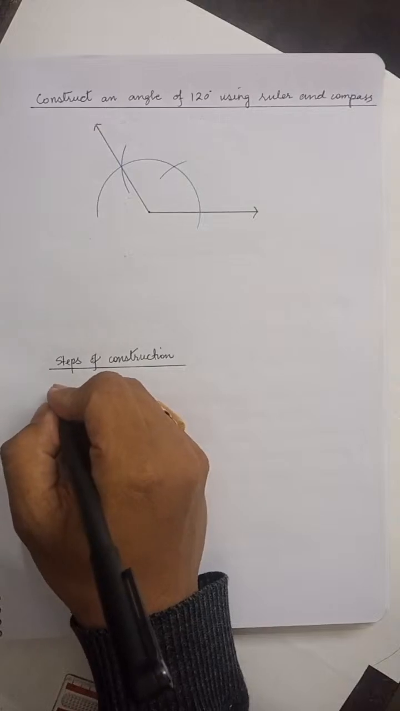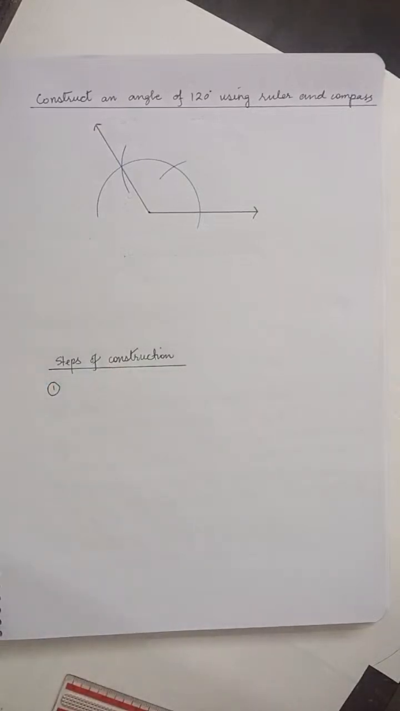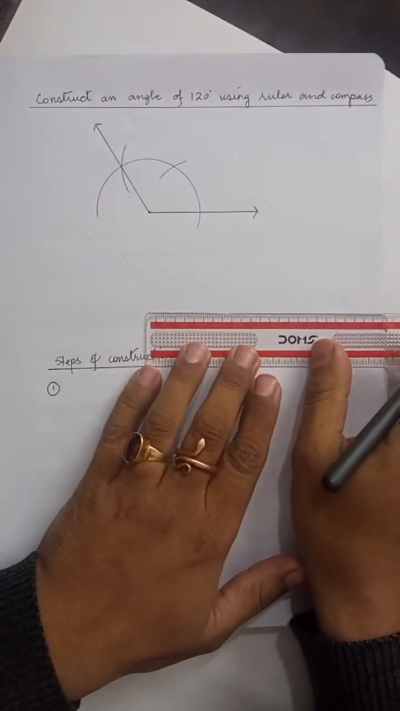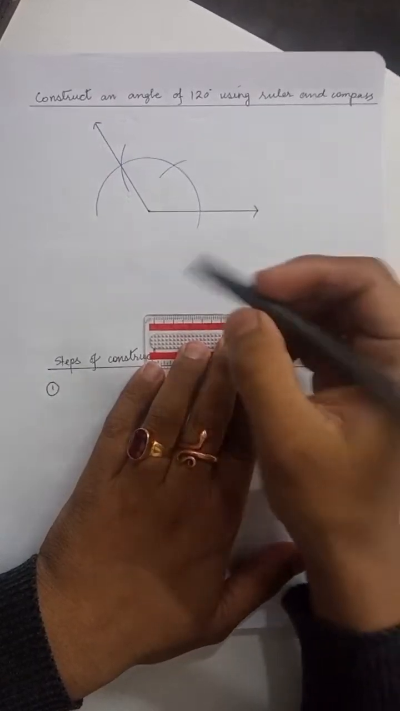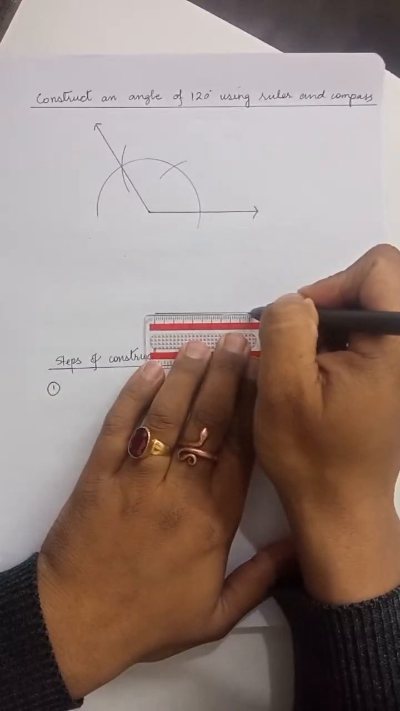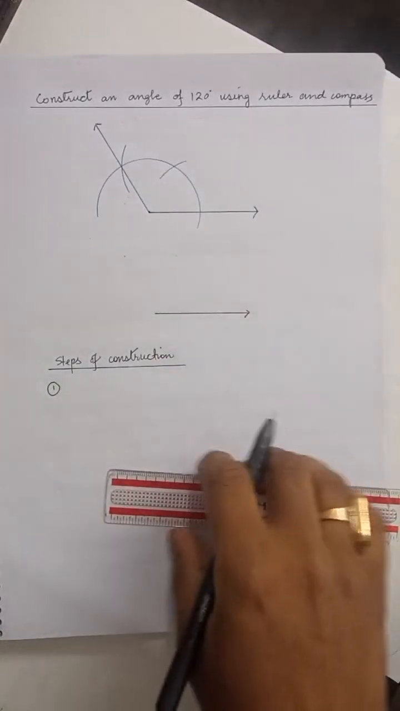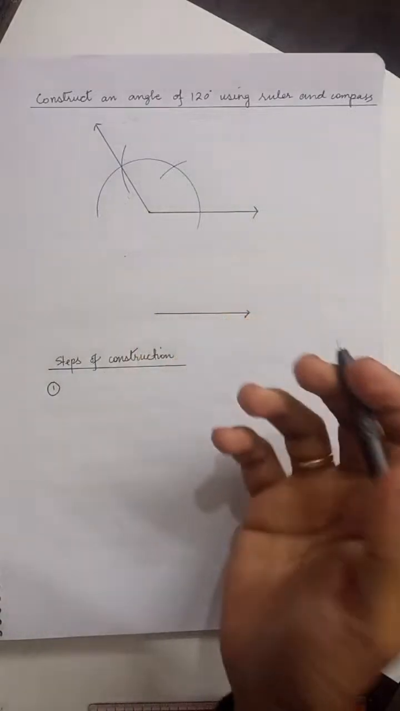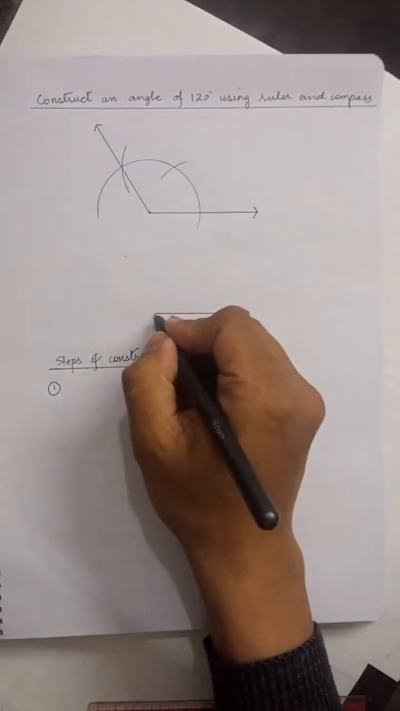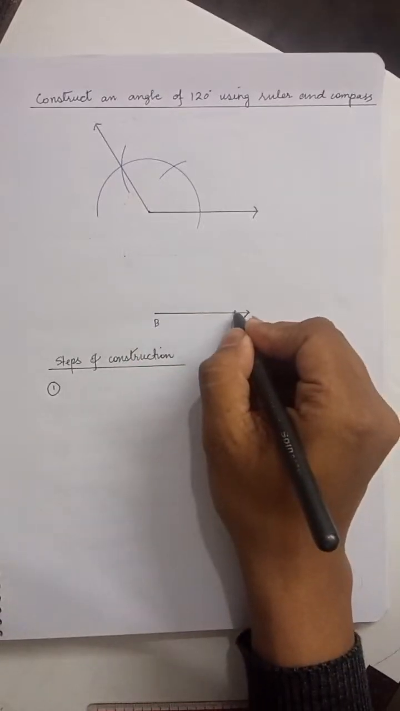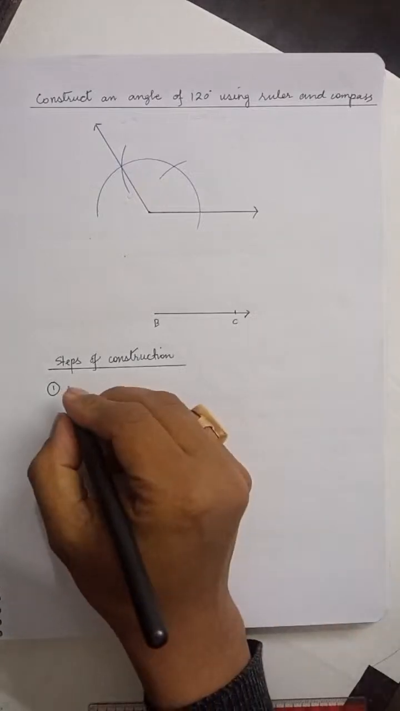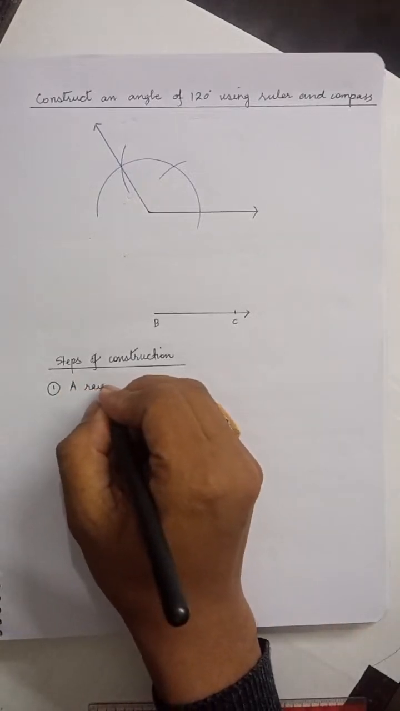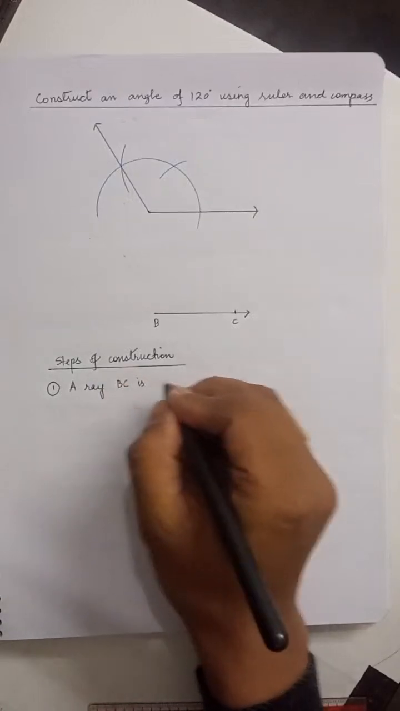Step number one. What is step number one? We will draw a ray. It can be of any length, and I want the name of my angle to be ABC. So I will name my ray BC. My first step will be: a ray BC is drawn.